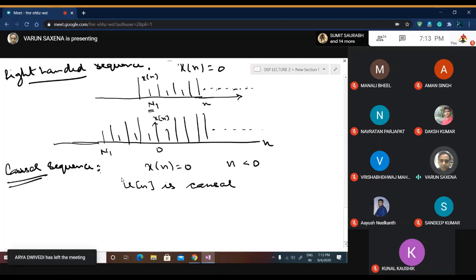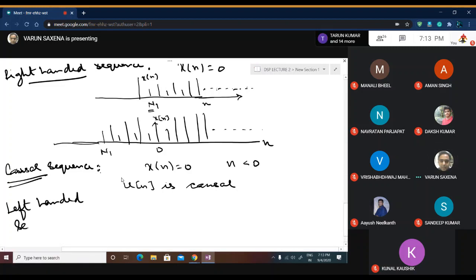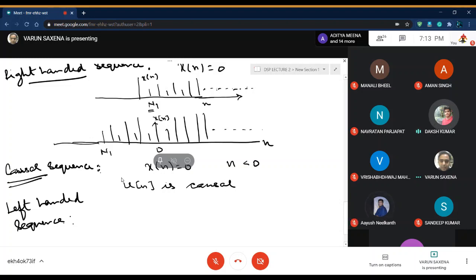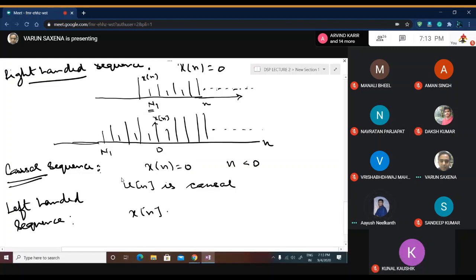so the next thing that I want to do is what is the left-handed sequence? What would be a left-handed sequence? n1 will tend to minus infinity but n2 will be any finite value. And x[n] will be 0 for n greater than or equal to n2. So then it will be a left-handed sequence, and n1 will go as far as possible on the other side. Is this clear?